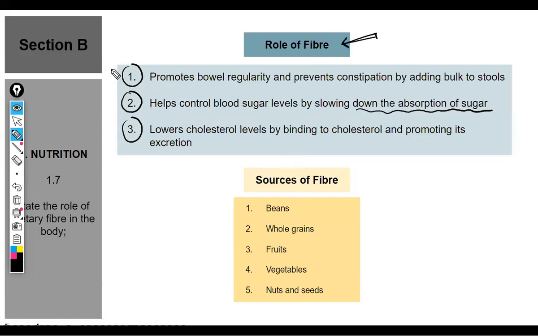So if they ask you for 3 uses of fiber in the body, that's exactly what I want you to write. And this is based on a past paper question. And if they ask you for sources of fiber, like which foods have fiber, I gave you 5 examples. Right, so there isn't too much to explain here. I think it's pretty easy to understand. Let me know when you are finished.